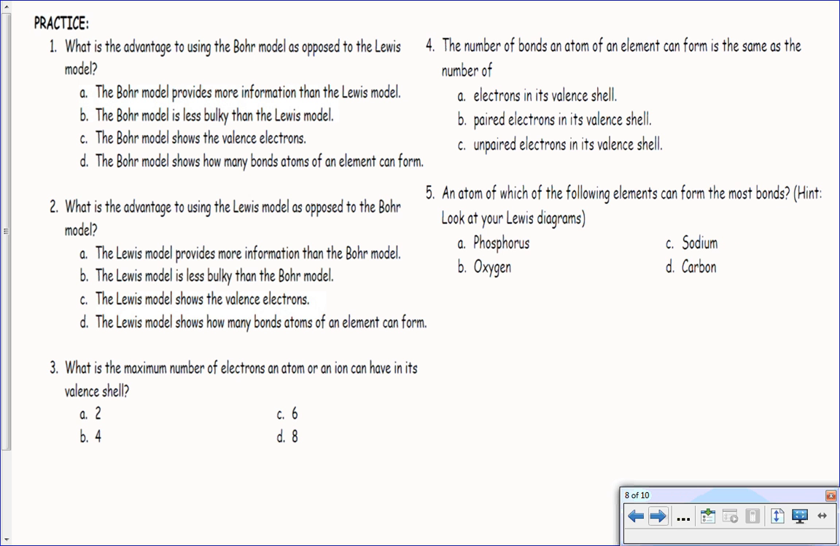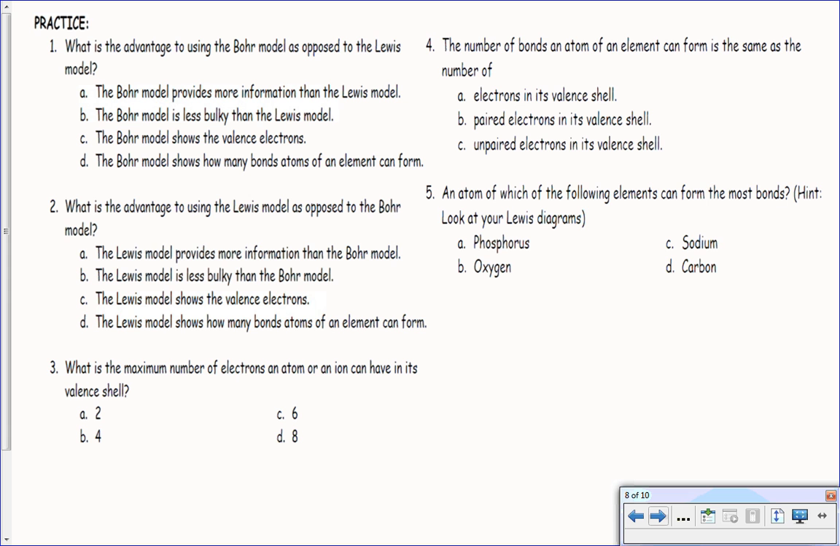So we have practice. You have advantages of Bohr, advantages of Lewis. What is the number 3? What is the maximum number of electrons that can be in a shell? Ooh, right out of the notes. Okay, the number of bonds. Ooh, what kind of electrons am I looking for to see how many bonds I can make?